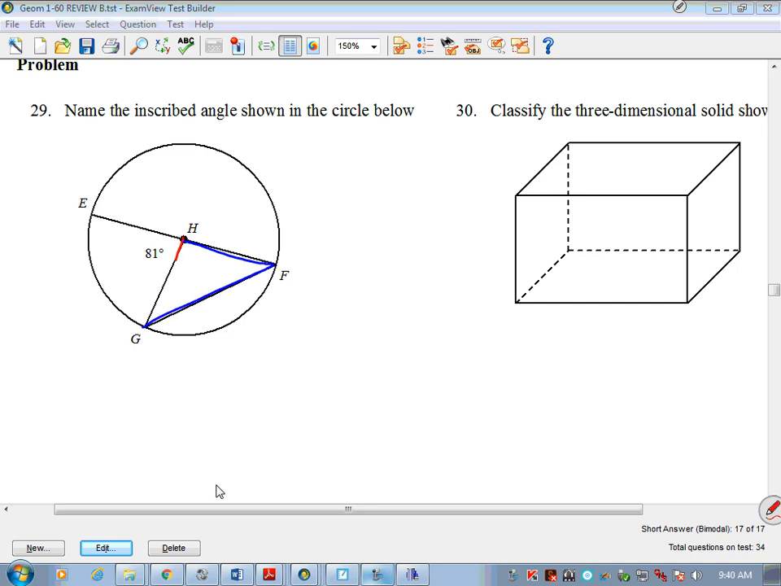Angle HGF is also an inscribed angle. So you've got this angle here is inscribed, as well as this angle right here is inscribed.